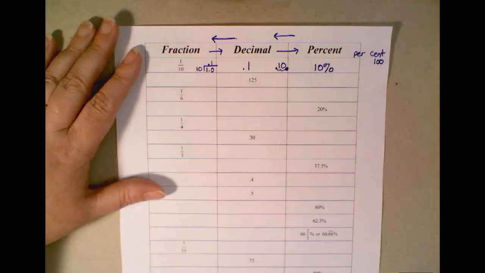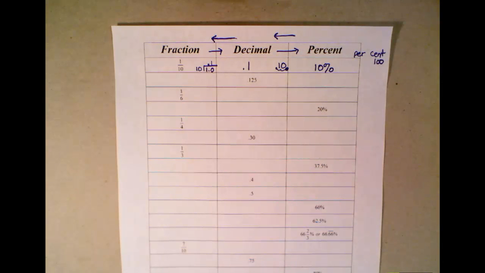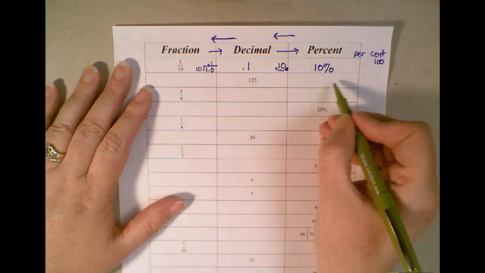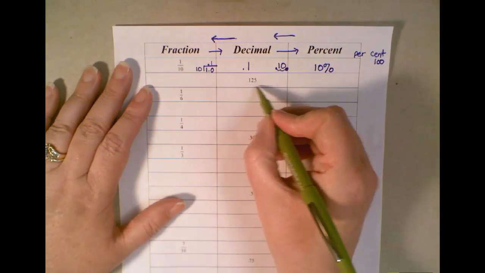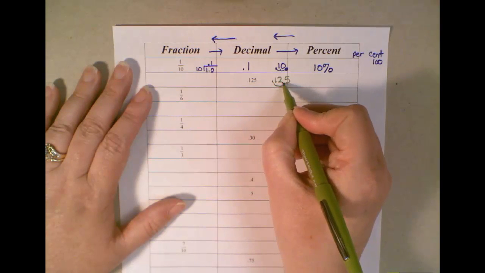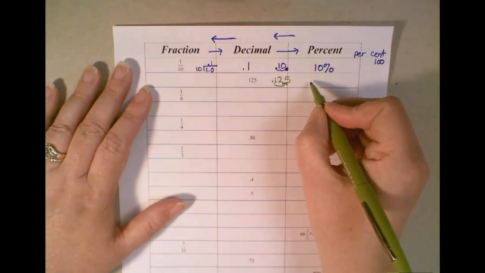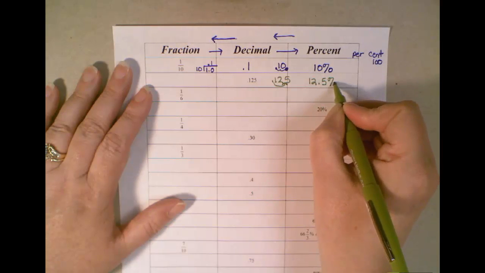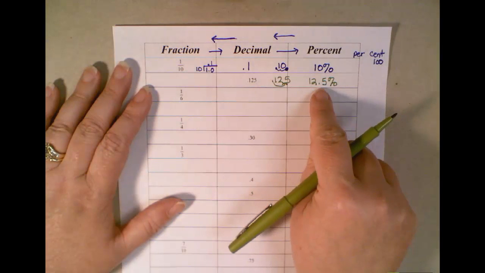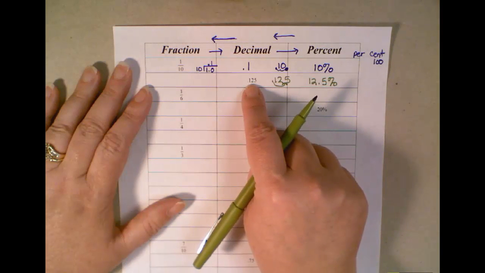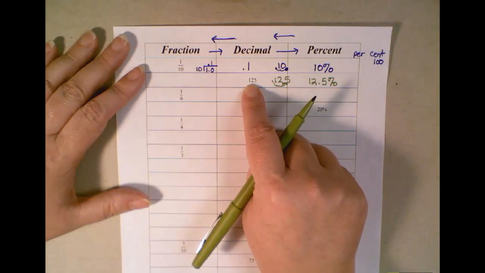Okay, let's look at the next problem. We have the decimal 0.125, and I want to change it to a percent first. So I'm going to move my decimal 2 places. The decimal ends up between the 2 and the 5, and I add my percent sign. And what we're saying is 12.5% is equivalent to 0.125.